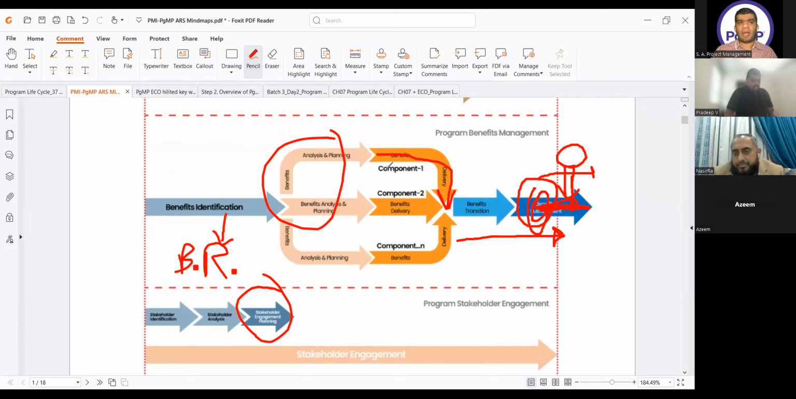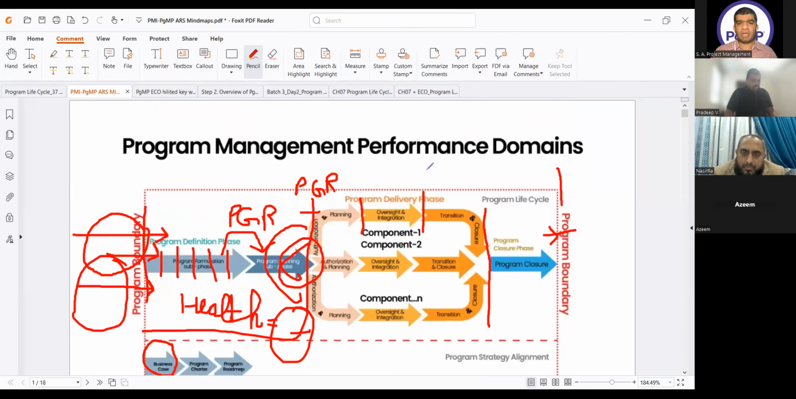I would like to advise again, when we are doing the component closure, if there is any open project risk, it will go to the program risk register. If there is any project documentation or information, it will go to the program archives. Project resources I will transition to the program. And when I close the program, any resources I will transition to the organization.